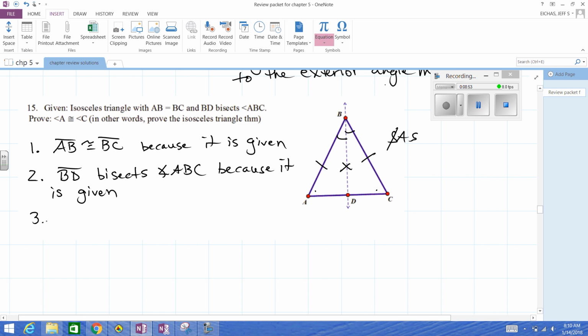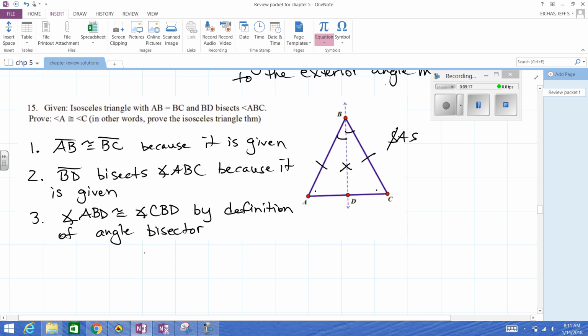The result of that, or the conclusion from number 2, is that angle ABD is congruent to angle CBD, and that's by definition of angle bisector. You can always explain that if you forget the math rule and what to say there. Basically an angle bisector creates two equal angles. All right, that gives us our pair of angles. Now we've got to go after the last pair of sides. BD is congruent to itself by reflexive property.